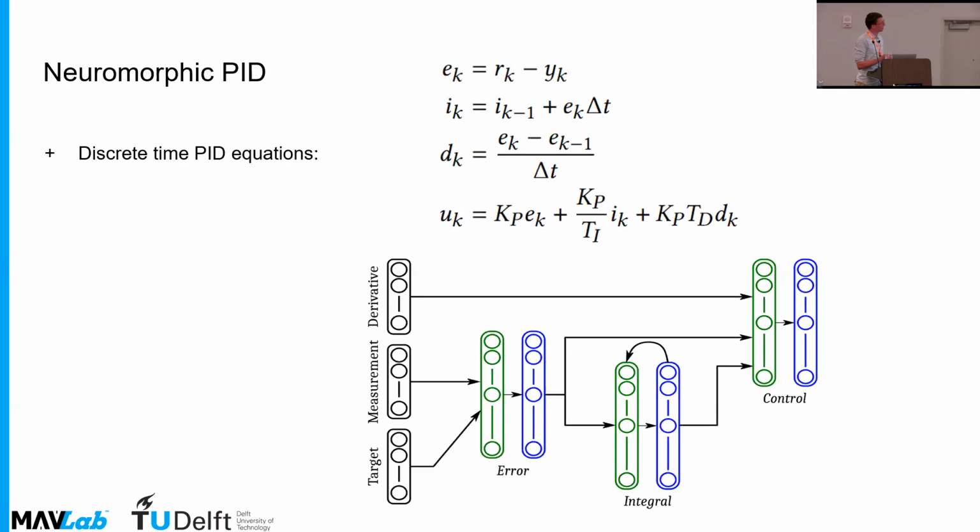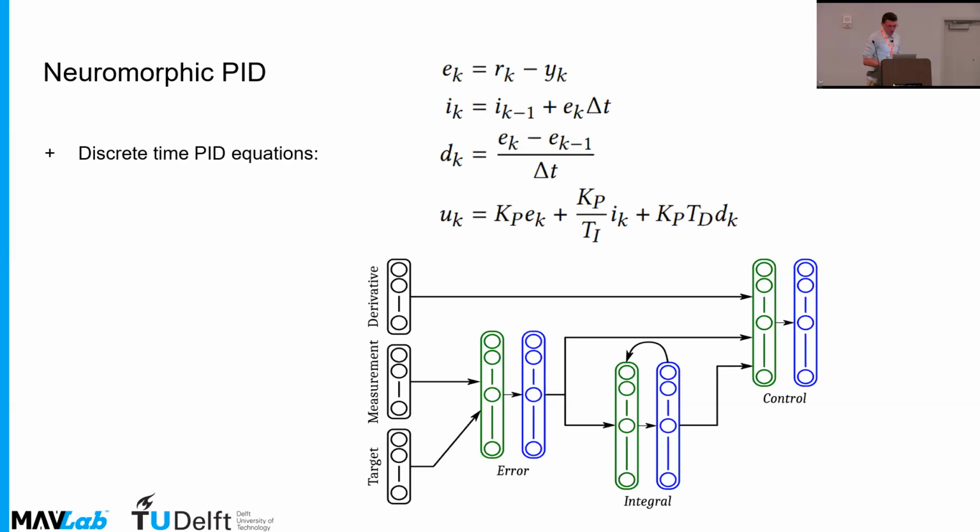So the discrete time equations for PID are shown at the top. We calculate the error, the integral, the derivative, and then lastly we calculate the control action U. And as you can see, all of these are basically multiply and accumulate equations. So we can implement the PID with a group, or a combination, of all these neurons that I just described.